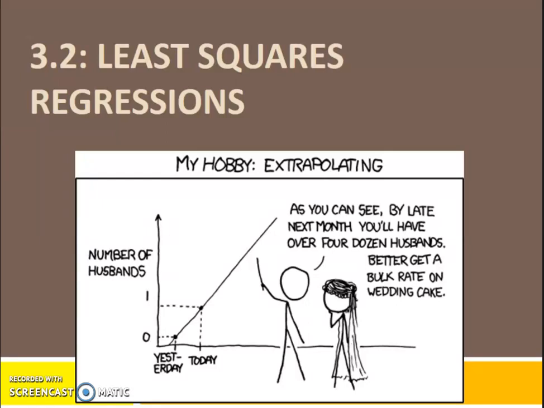Everyone, we are on to our next section in our third chapter of AP Statistics. We are moving on to talking about least squares regression. If you recall, in our first section, we talked about what correlation was, how we calculate it, how we would describe and interpret scatter plots, and how we make them.